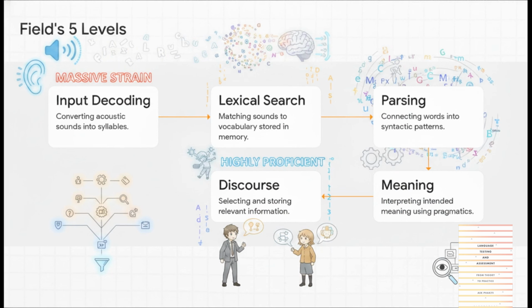It starts with lower-order processing. Level 1 is input decoding, literally just converting acoustic sounds into syllables. Then level 2 is lexical search. The listener takes those sounds and matches them to the vocabulary stored in their brain. And level 3 is parsing, connecting those words into syntactic patterns to anticipate grammatical structures.